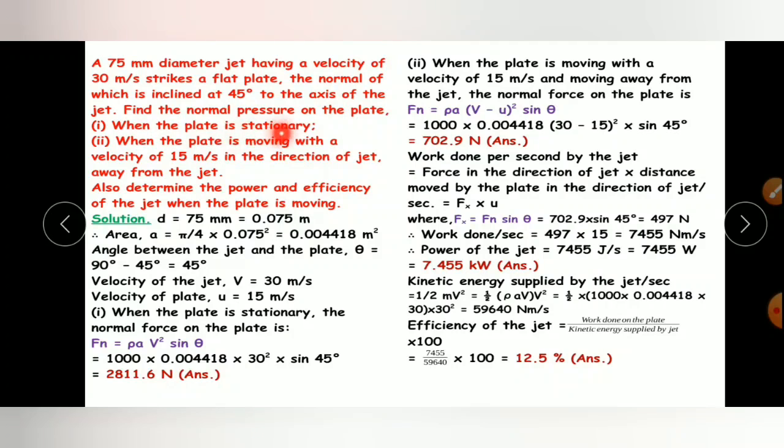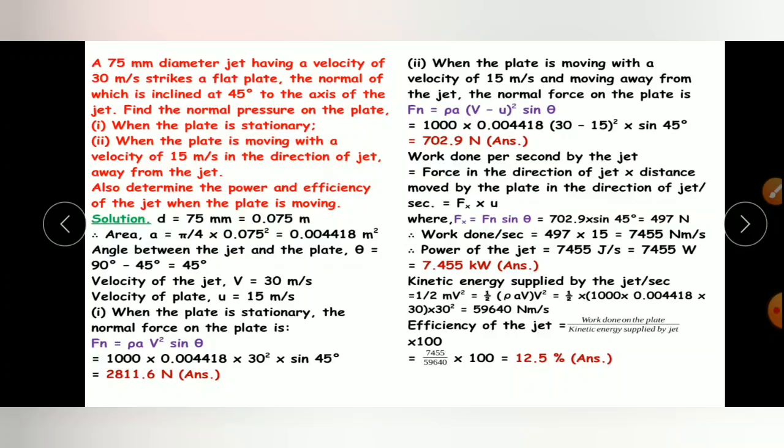Given conditions are when the plate is stationary. That means when the plate is stationary, we have to find out the force exerted normal to the plate, and when the plate is moving with a velocity of 15 meter per second in the direction of the jet, away from the jet. That means plate velocity u is given as 15 meter per second. In that case also we have to determine the normal force, that is Fn. Also determine the power and efficiency of the jet when the plate is moving. We have to calculate power and efficiency in case 2 only, because when the plate is stationary there is no work done and no efficiency.